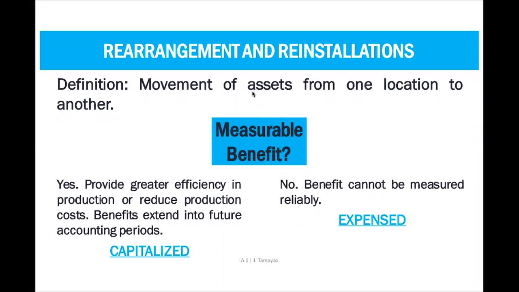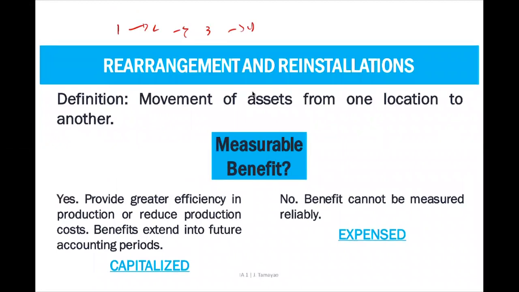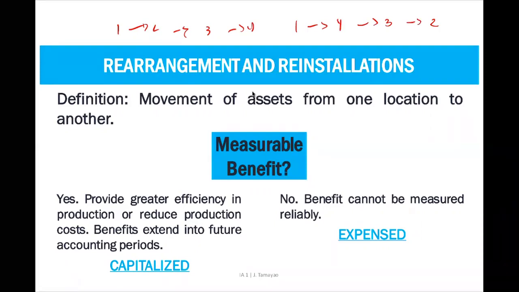Dahil dun sa rearrangement mo, titignan mo if ever there is a measurable benefit. Assuming machinery 1 to 2 to 3 to 4, yan yung normal na setup mo. Ni-rearrange mo siya, 1 muna, tas machine 4, tas machine 3, tas machine 2. Now, with this rearrangement, you look if there is a benefit. What is the benefit that we look in your rearrangement? If there is an increase as to the quality and quantity of your production. Kasi, let's say, ni-rearrange mo siya, tumaas yung production mo. There is a measurable benefit. If there is a measurable benefit, then capitalize.